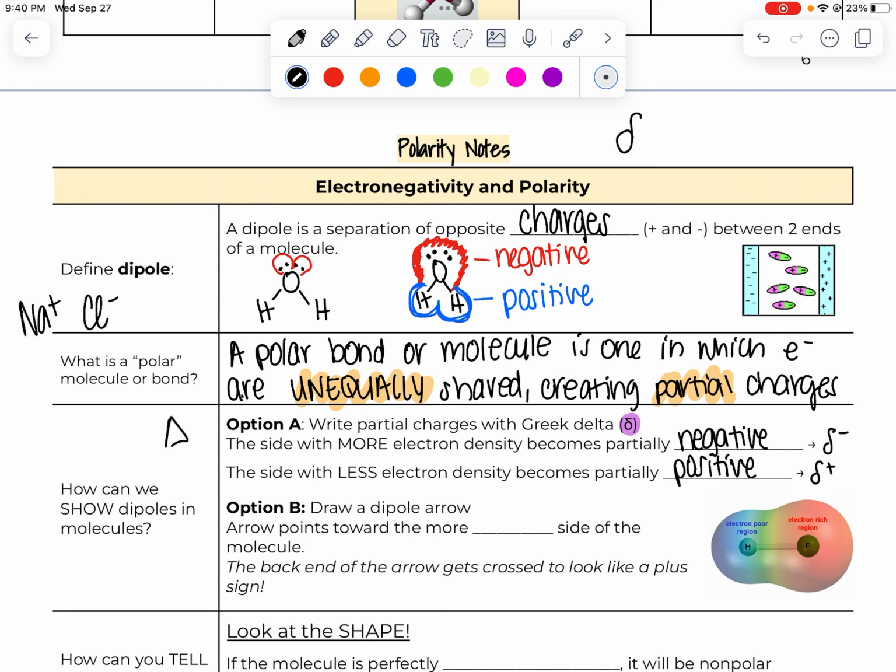Typically, I will use this method to talk about molecular polarity, so which side of a whole molecule is polar. The other way you could do it is you could draw something called a dipole arrow. In a dipole arrow, your arrow points towards the more negative side of the molecule. And the back side of your arrow gets crossed to look like a plus sign, which helps you note that side of your molecule is positive.